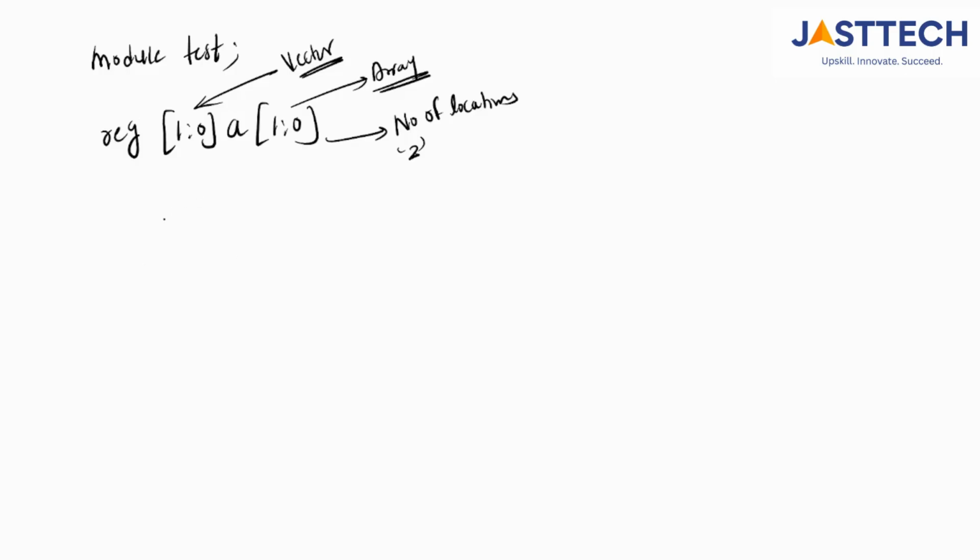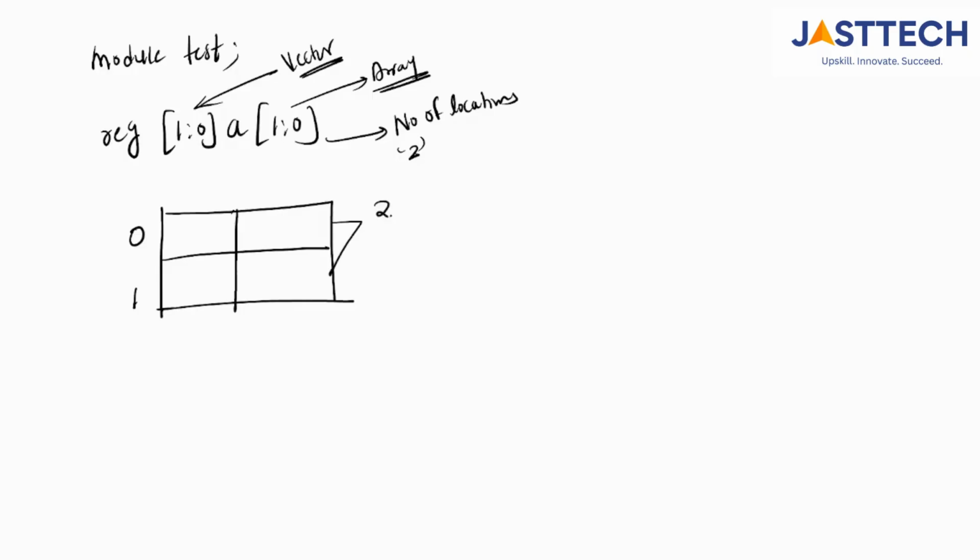So how will it create them? Two locations are there: index 0 and index 1. Each location has how many bits? 2 bits. Why? Because you declared the vector, no? So there are two locations, and in these two locations we can store 2 bits. Like this, we can develop the memory also.